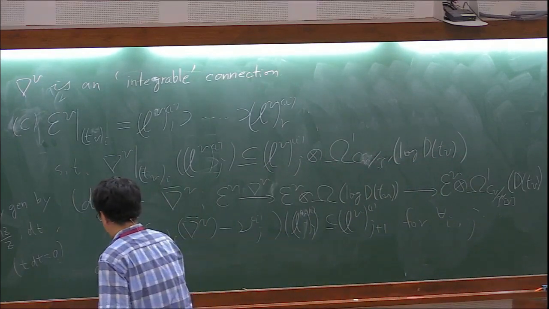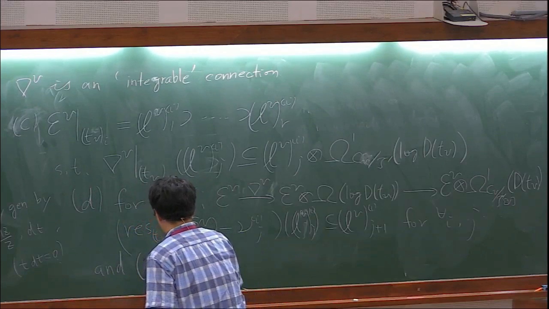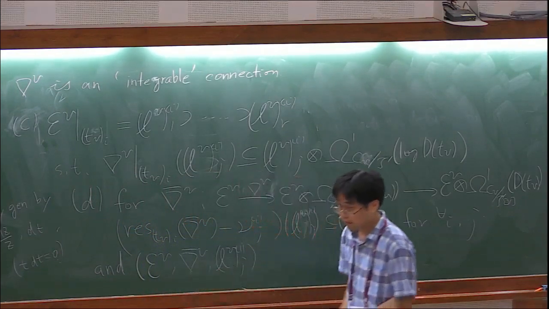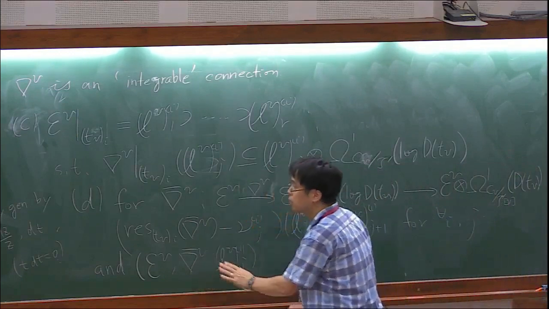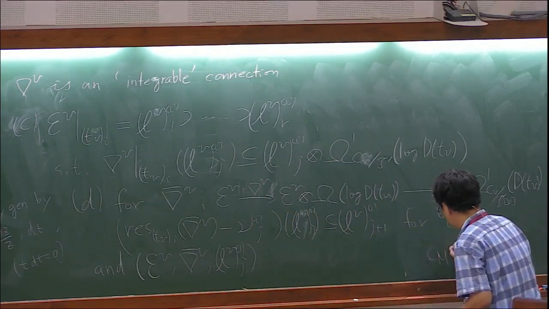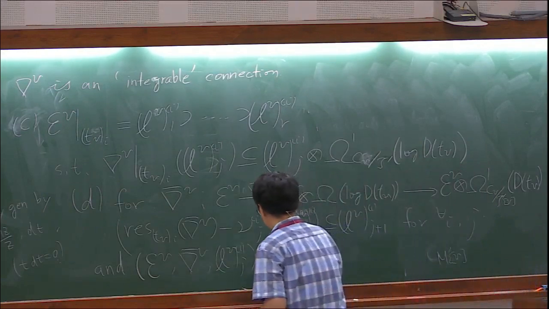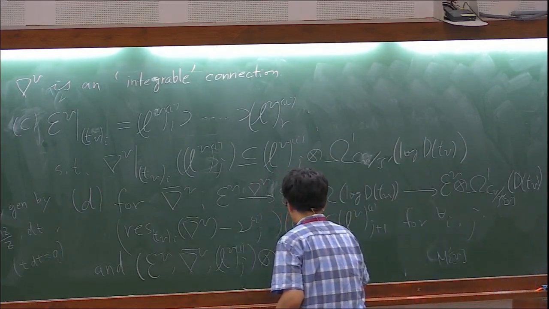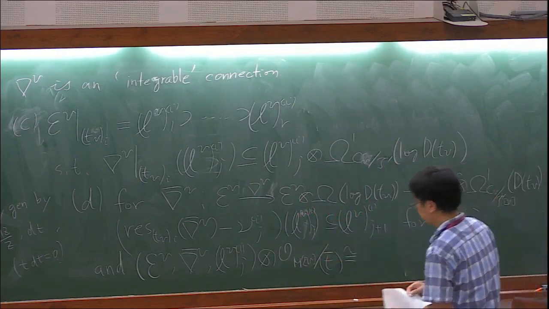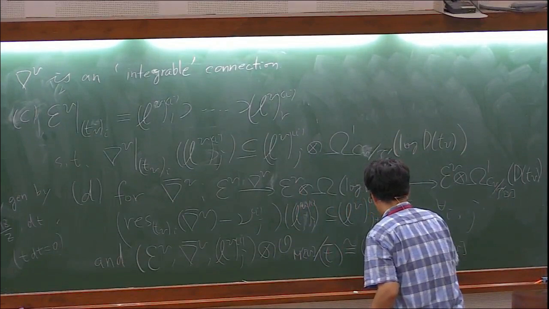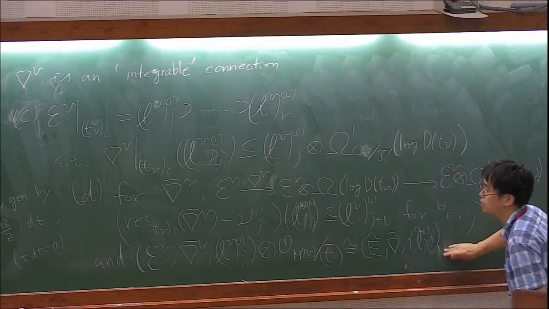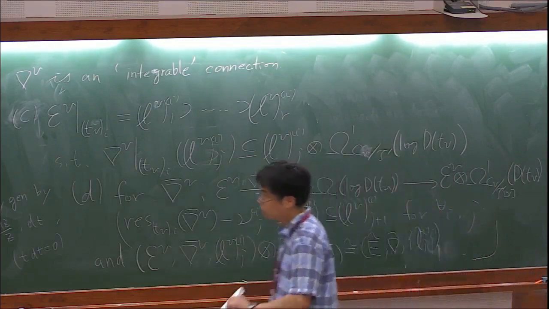And EV, nabla bar V, LVIJ is a family of parabolic connections over M prime V, but tensoring O M prime V over T. This is isomorphic to a given family of connections. This is the definition of horizontal lift.